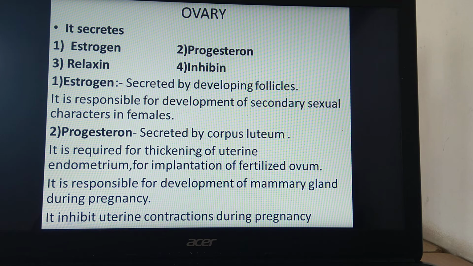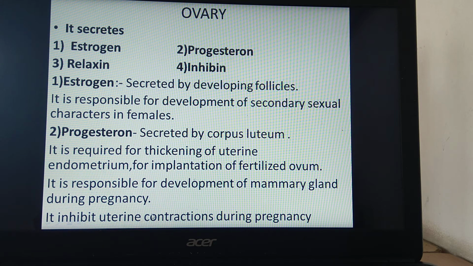It is required for thickening of uterine endometrium. This uterine endometrium is found in the uterus. And this thickening of uterine endometrium is for implantation of the fertilized ovum, where the growth of the embryo takes place. It is responsible for development of mammary glands during pregnancy. These mammary glands are concerned with secretion of milk. So development of mammary glands also takes place under the influence of this progesterone.